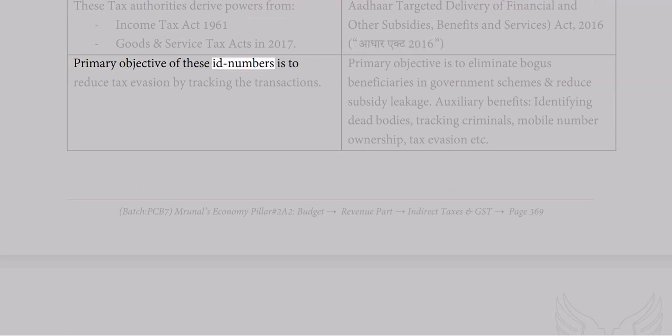The primary objective of PAN and GSTIN is to reduce tax evasion by tracking transactions. The primary objective of Aadhaar is to eliminate bogus beneficiaries in government schemes and reduce subsidy leakage. Auxiliary benefits: identifying dead bodies, tracking criminals, mobile number ownership, tax evasion, etc.